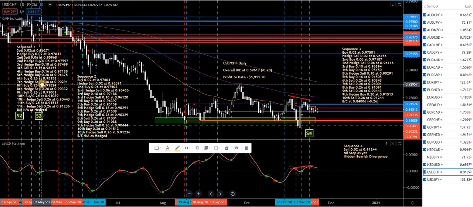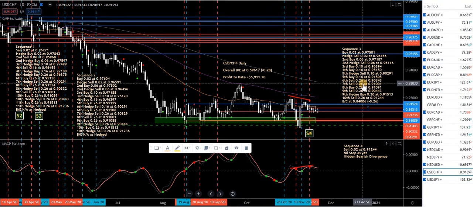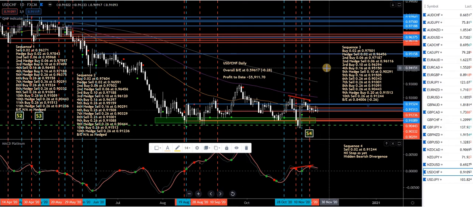So sequence 1's hedged. I know it's a bit messy, the charts. I'll try to move it around a bit, so you can pause the video, read it all. So sequence 1's hedged, sequence 2's hedged, so I'm not just locking in losses there. Sequence 3 is actually overall negative to the downside, so I've pivoted one sequence, which is good because they're all going the same way at one stage.